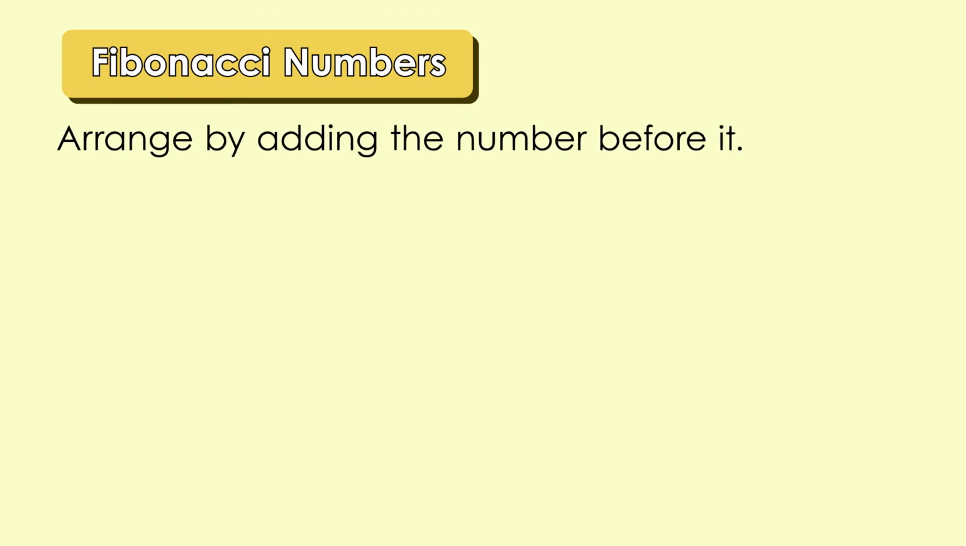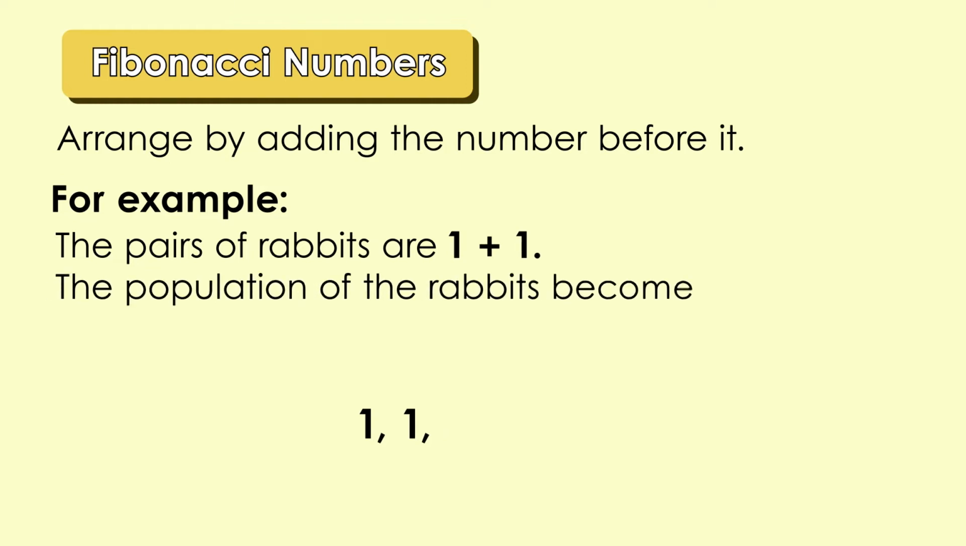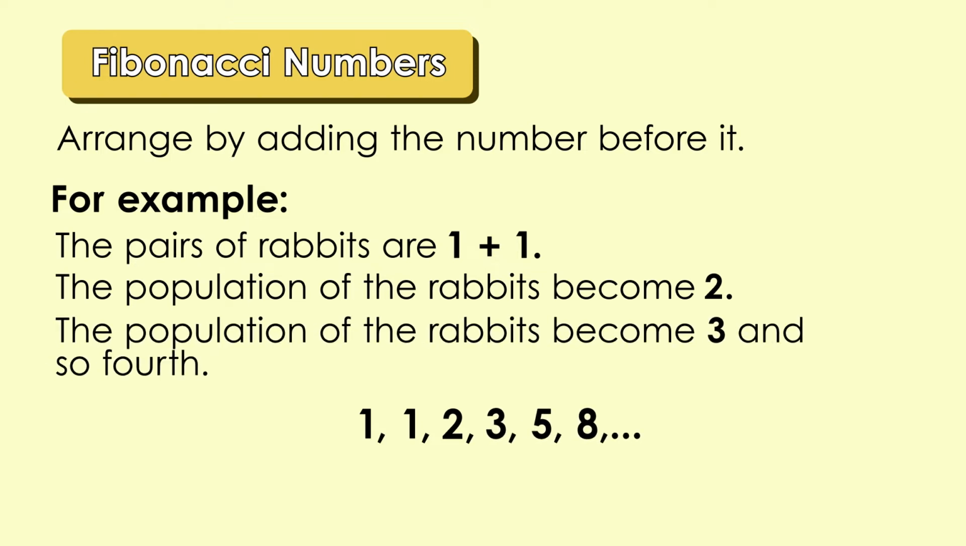The Fibonacci numbers are arranged by adding the number before it. For example, the pairs of rabbits are 1 plus 1. Then the population of the rabbits becomes 2. Consequently, by adding the preceding number 1 and 2, the population of the rabbits becomes 3 and so forth.